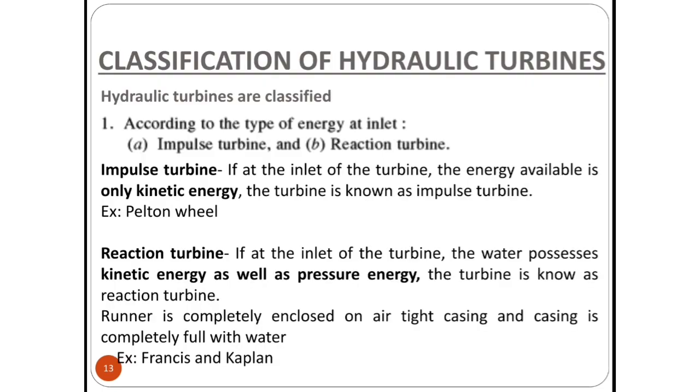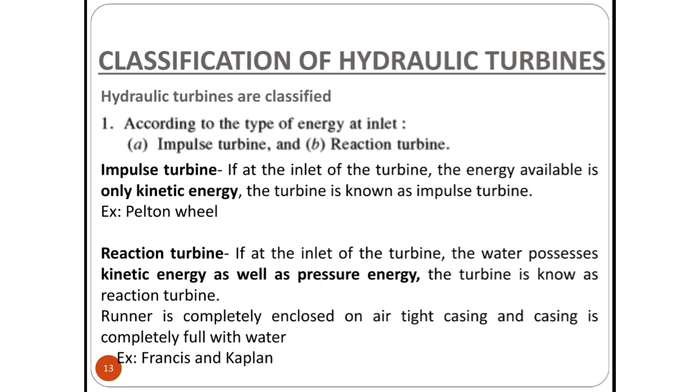Next, let us go with the different classifications of hydraulic turbines. Hydraulic turbines are classified on different bases. The first one is according to the type of energy at the inlet. Usually there are two types of turbine based on this classification. One is the impulse turbine and the second one is the reaction turbine.